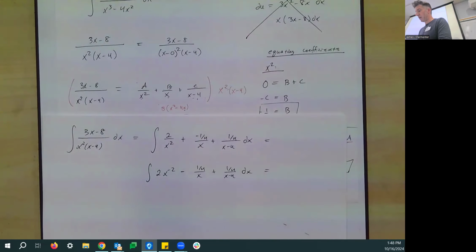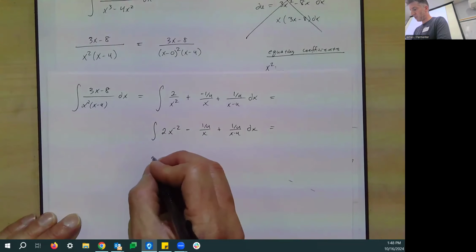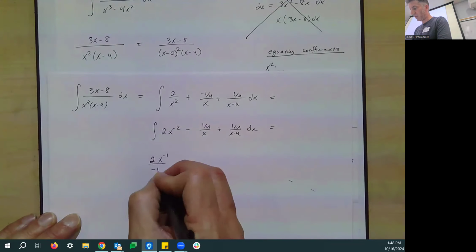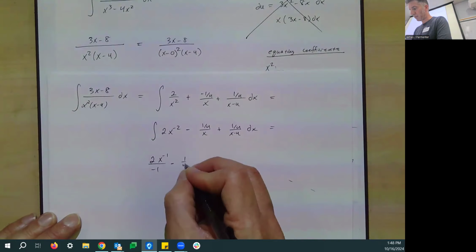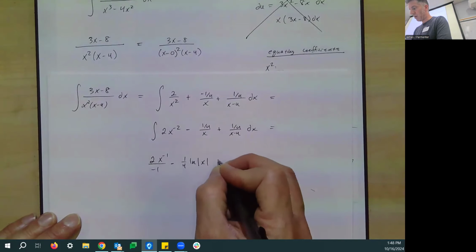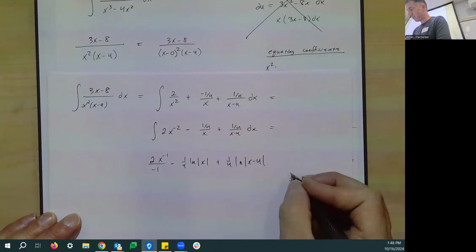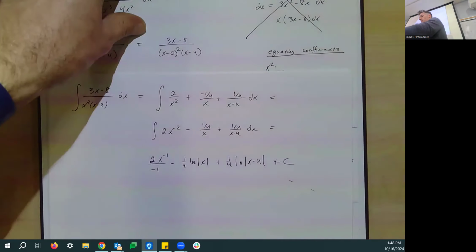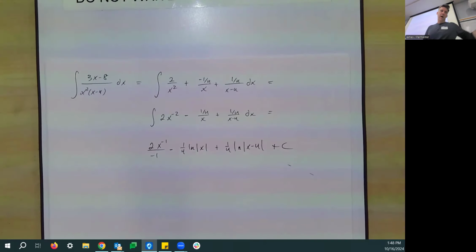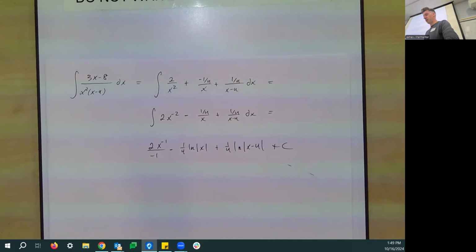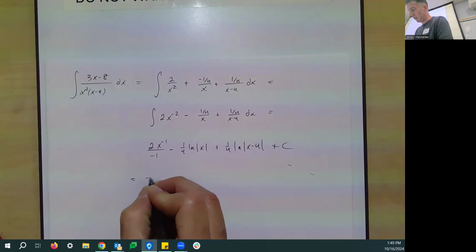And then we can integrate this and get 2 times x to the negative 1 over negative 1, minus 1/4 times the natural log of the absolute value of x, plus 1/4 times the natural log of the absolute value of x minus 4, plus c. And then I would probably feel compelled to simplify this just a little bit. I would write this as negative 2 over x.